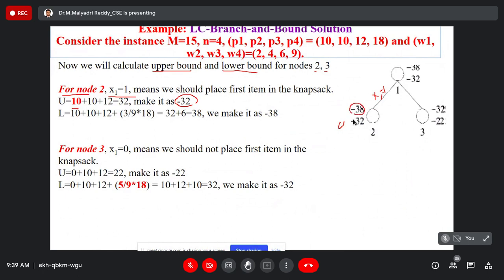This does not change, because before starting the state space tree we calculate the upper bound and lower bound, and in that the x1 object is already included. That is why this value does not affect.